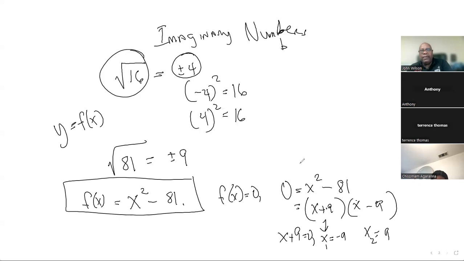All right, so what we have here is a solution set: minus 9 and plus 9. And that's why this is true. So the square root of 81 is plus or minus 9. This is all stuff you know already. These are about real numbers.